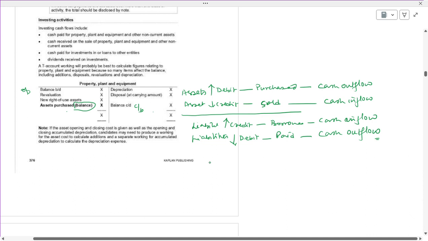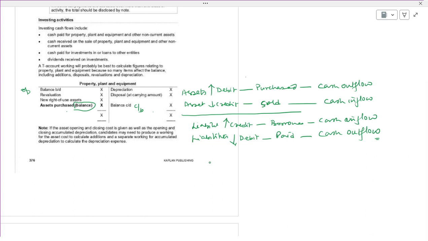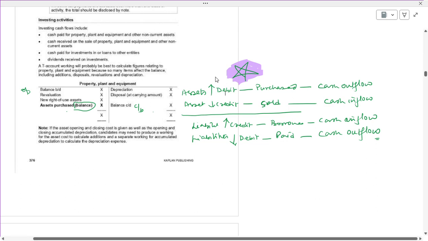Whenever you are doing this, just see, I will put it in purple color. It will be easy for you to understand why we have done this. This is the simplest way of scoring the marks.